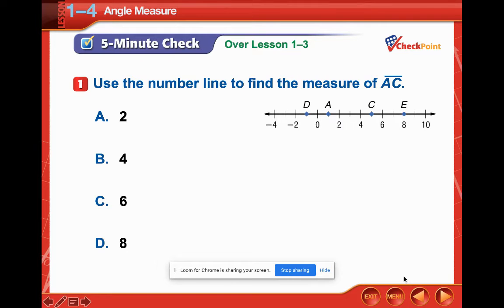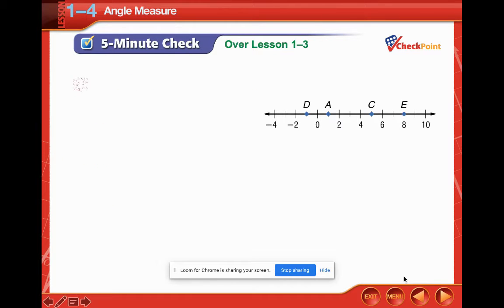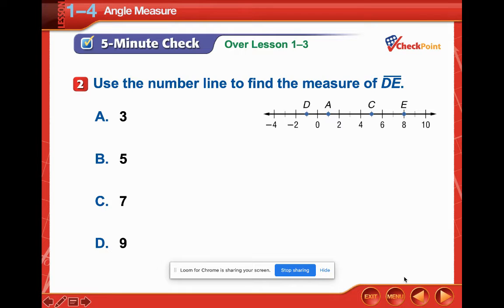Let's go ahead and work on another one. All right, same number line. Use it now to find the measure of DE. I'll give you a few seconds to pause the screen and work on it on your own. All right, hopefully you had enough time to complete that. So the measure of DE, again, you could count it, and you would get 9.